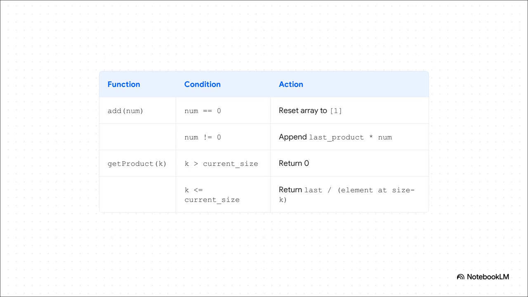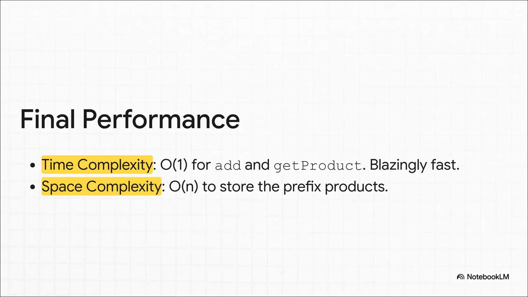And here it is, the whole thing in one simple table. This is our complete, battle-tested algorithm. For add, we check if the number is 0. If it is, reset to 1. If not, we just multiply and append. For getProduct, we check if k is too big. If it is, the answer is 0. If not, we do our one super fast division. That's it. And the final performance is exactly what we set out to achieve.